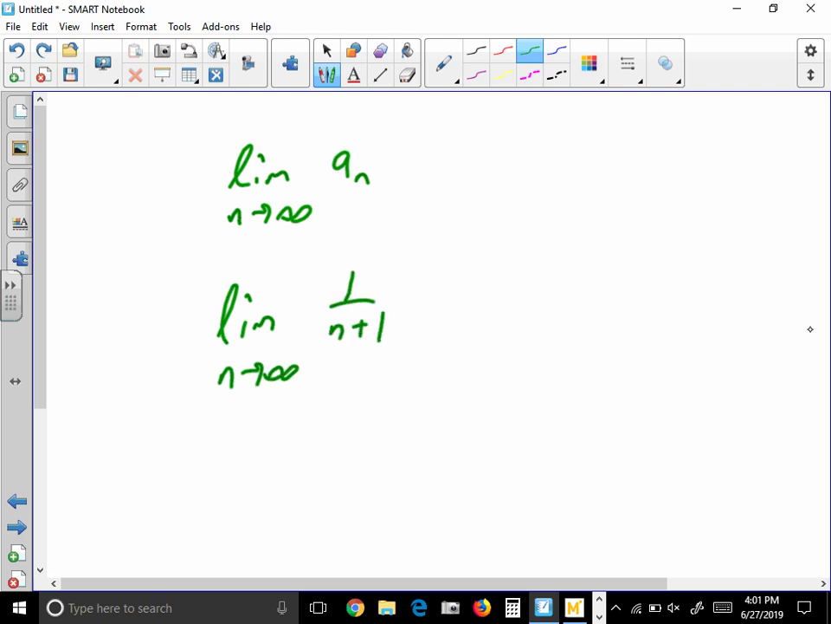That sequence was 1 over n plus 1. Well, guess what? Just like with a function, you can take the limit of a sequence as well. If you let n go to infinity, 1 over an infinitely large number is 0. So if we get an answer for this, that sequence is said to converge. And the limit of that sequence we call L.